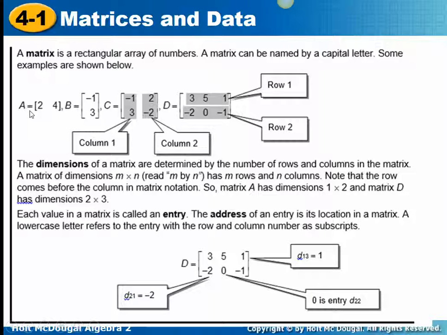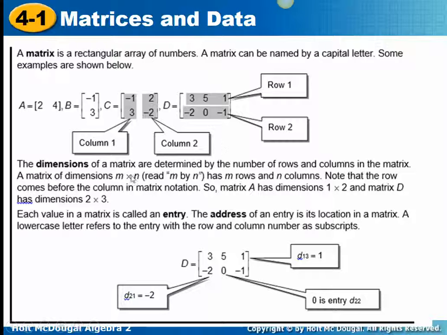So in matrix A, it's only one row with two entries, 2 and 4. So that's 2 columns. B is 2 rows with 1 column. So the rows go across and the columns go down.